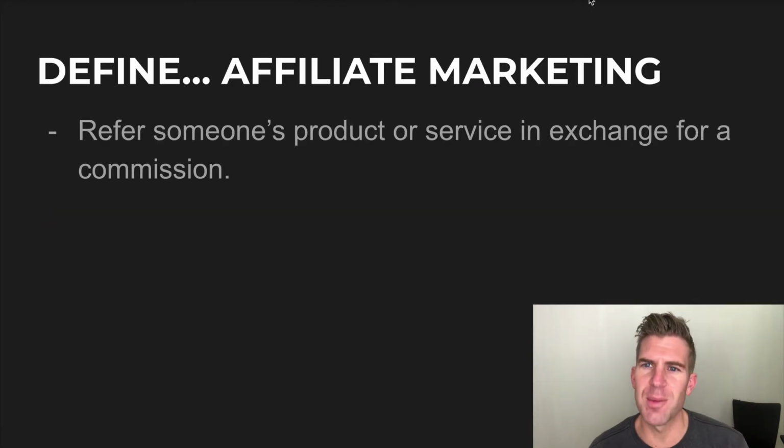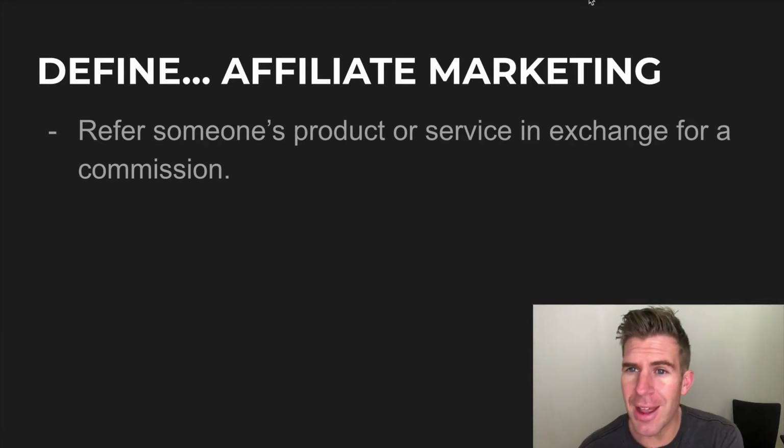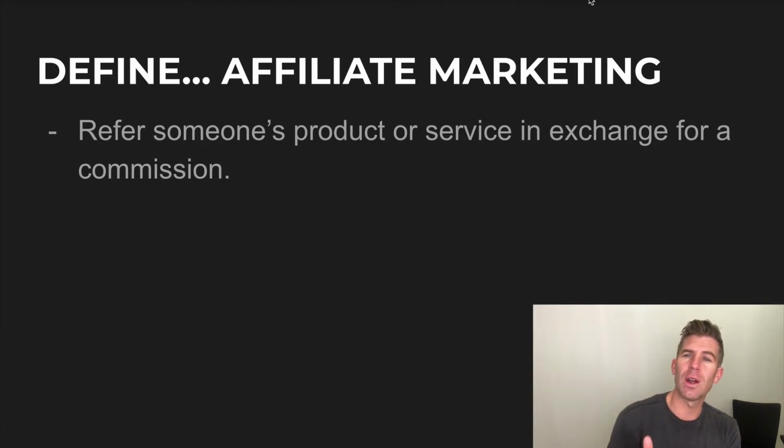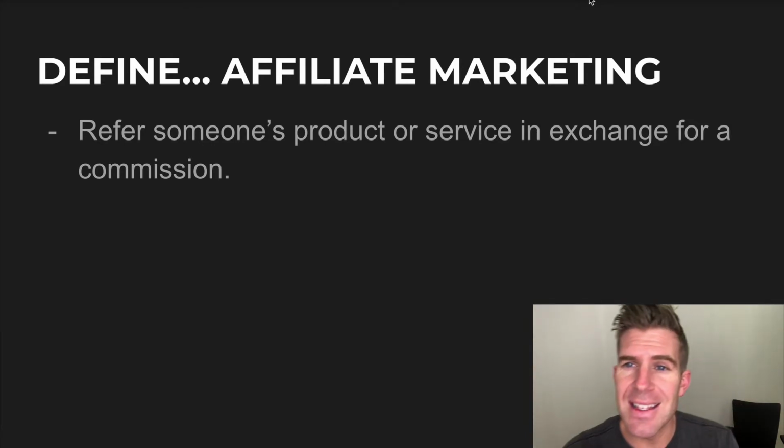What is affiliate marketing? It's very simple. It's to refer someone's product in exchange for a commission. It's really just referring something that you like, something you're passionate about. That's the better type of affiliate marketing. And you just share it with your audience, share it with your friends, share it with random people, whoever it may be. And if they like it and buy that product, then you, as an affiliate marketer, get a commission.